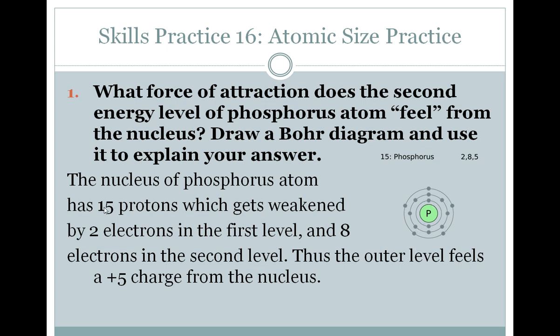Okay, so then the nucleus of the phosphorus atom has 15 protons, which gets weakened by 2 electrons in the first level, and then the 8 electrons in the second level. And thus, the outer level feels a plus 5 charge from the nucleus. So the 5 is left, therefore it feels the plus 5 charge.